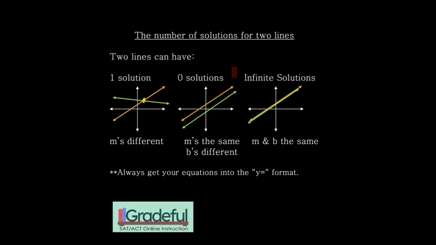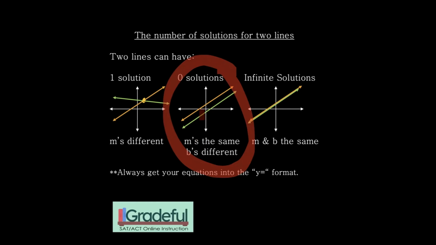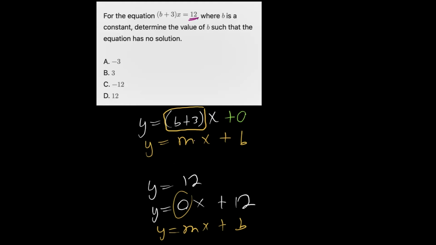Back to this graph here, no solution is this one where you have two parallel lines. And that means that the slopes have to be the same, even though the y-intercepts have to be different. So let's set the slopes equal. The slopes have to be the same. B plus 3 has to be equal to 0. Therefore, b is -3, and that's answer choice A here.